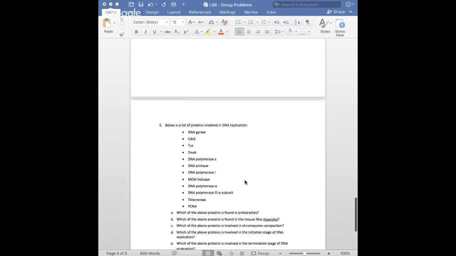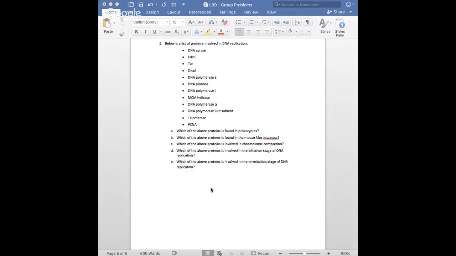Then for 5, we're referring to proteins used in DNA replication. And so for A, the ones that are found in prokaryotes are going to be the DNA gyrase, the Tus, the DNA polymerase epsilon, DNA primase, and the DNA polymerase 3 alpha subunit.